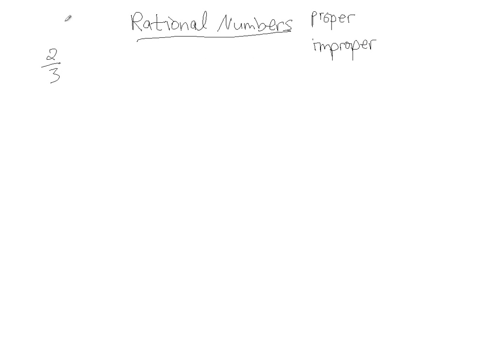A proper fraction has a numerator that's smaller than the denominator, such as 2 over 3. And an improper fraction has a numerator that's greater than the denominator. 2/3 is an example of a proper fraction. 2 is less than 3.